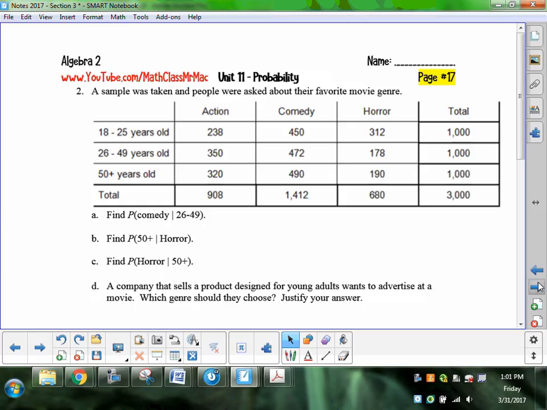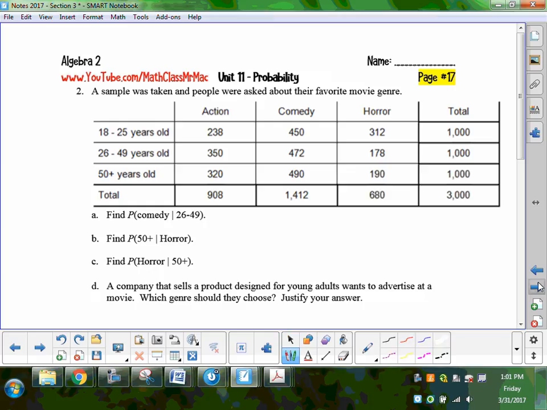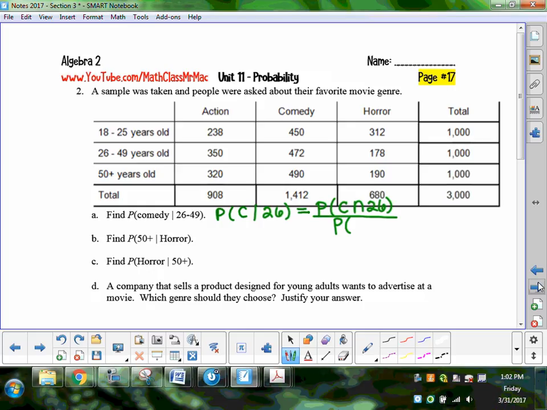Now, this I guess you could qualify as a two-way table. It says a sample was asked, people were asked about their favorite movie genre. Looking at what's there, we need to find the probability that someone likes comedy given they are in this range. How can we determine what that's going to be? We'll do comedy given that they're 26 and up, whatever that wedge is. That would look like the probability of comedy and that 26 band, over the probability of what? What would your denominator look like?